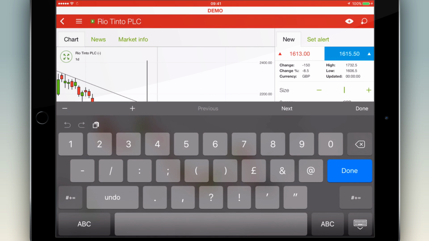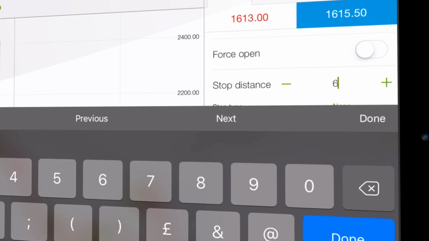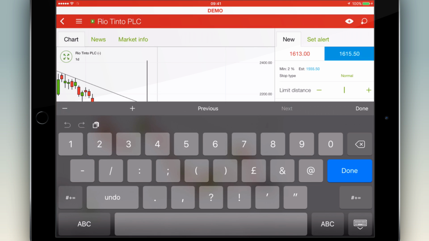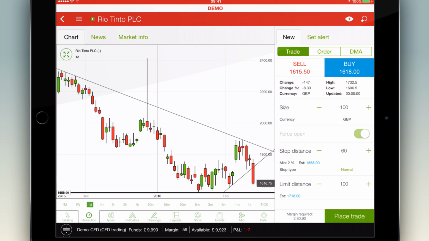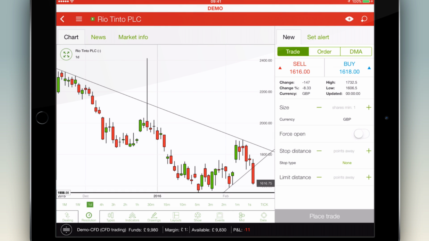Immediately after the market opened, Rio Tinto shares dropped sharply over 7% because of the poor earnings announcement, falling through that rising trend line we drew from the beginning of February. However, they stayed above the support level that we noted that held throughout the middle of January. As a result, we decided that the short-term move might reverse over the course of the day, and we decided to buy the shares. We bought 100 shares as a CFD at £16.18 a share, with a stop of 60 points lower and a limit of 100 points.